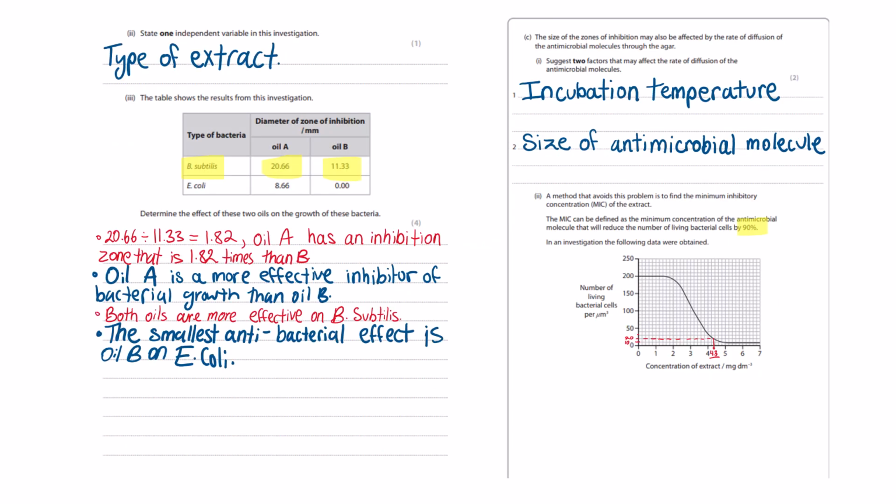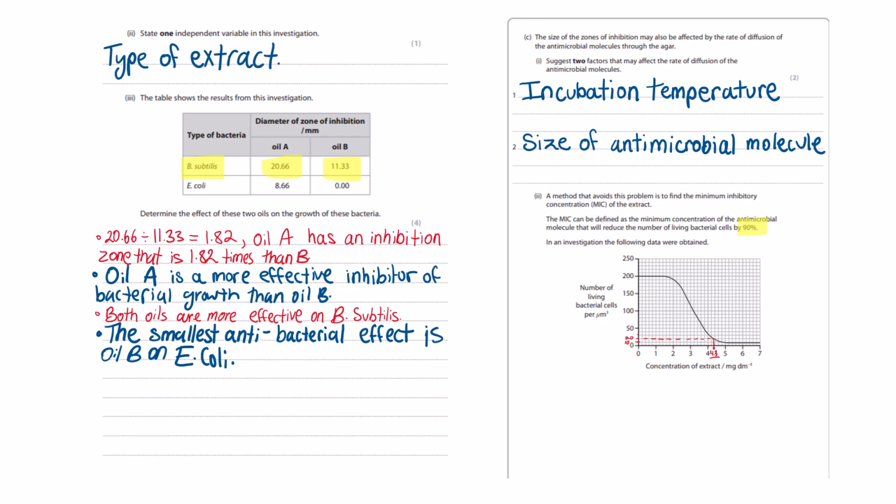Okay, state one independent variable in this investigation. So the independent variable is what you are in charge of. So in this investigation, you're in charge of the type of extract, oil A and oil B, and you're also in charge of the type of E. coli or the type of B. subtilis that you want to use.